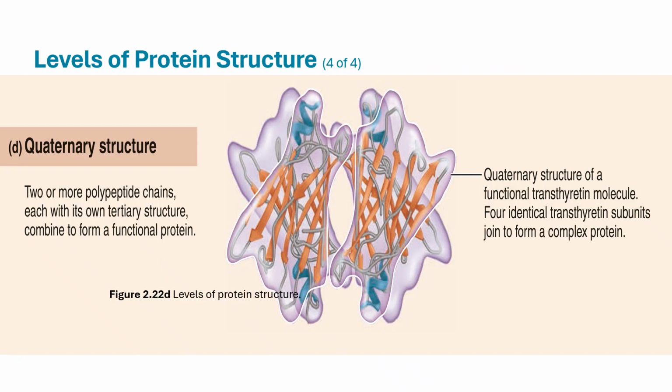Okay, quaternary structure. This is when two or more polypeptide chains, each with its own tertiary structure, combine to form a functional protein. Okay, so two tertiary structures combine to form a functional protein.